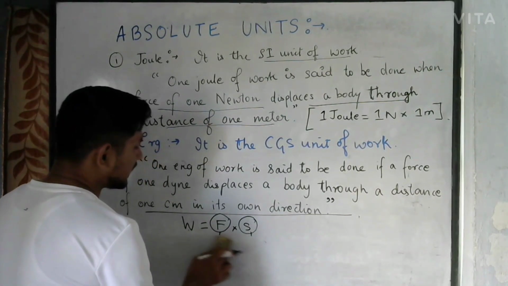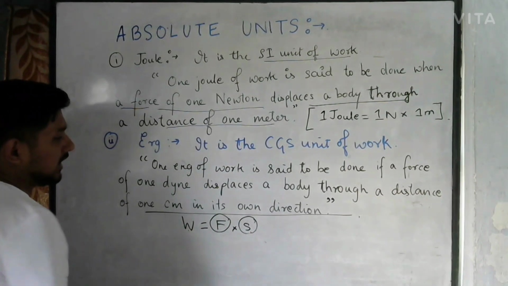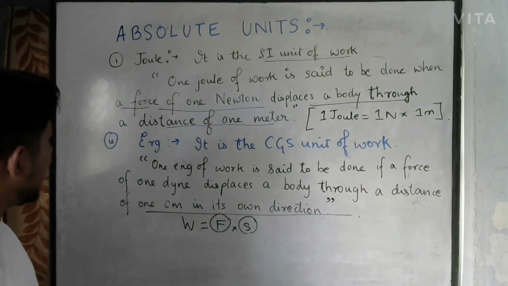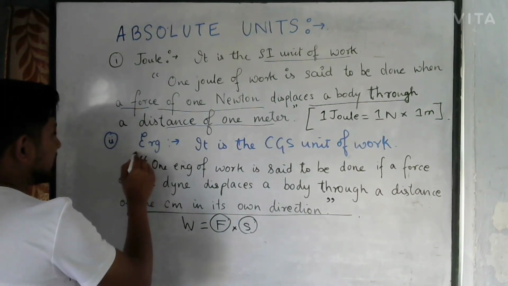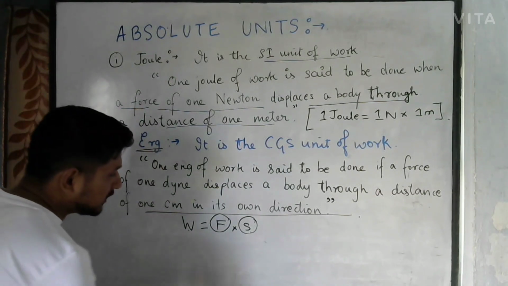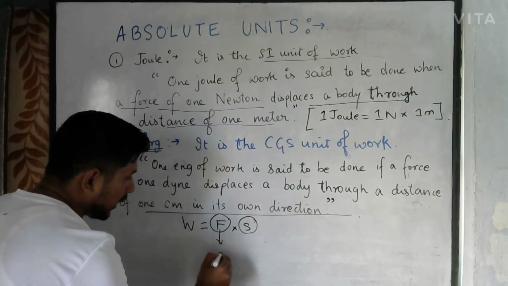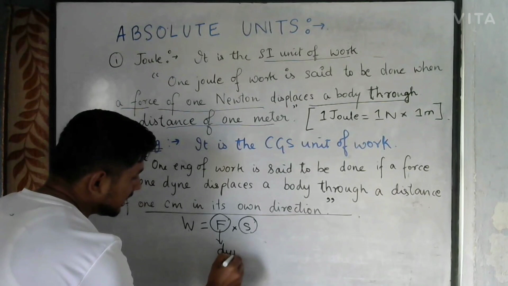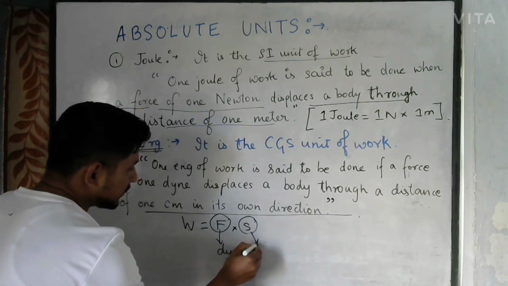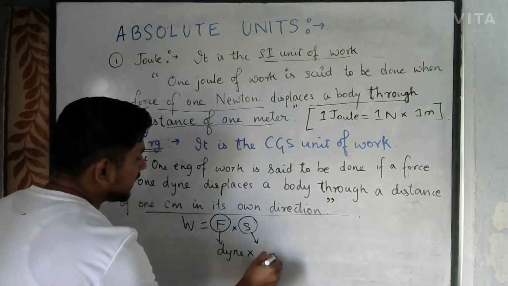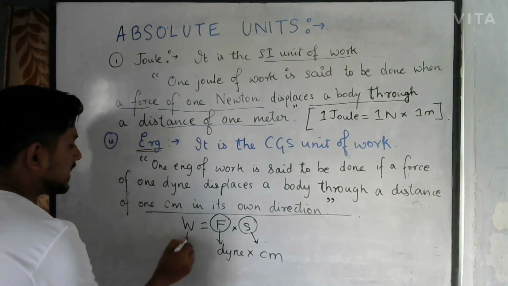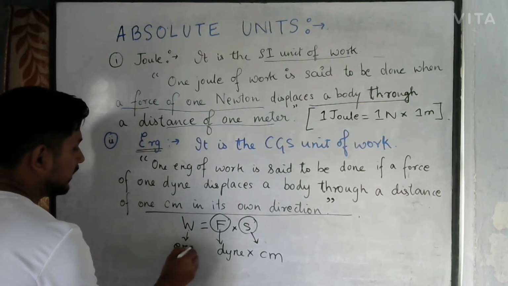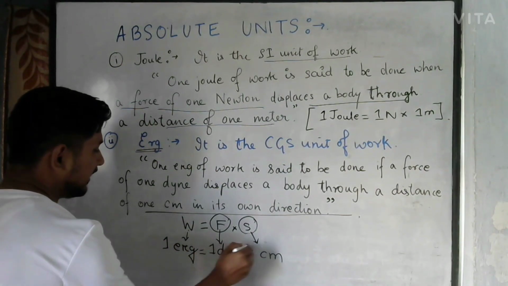Now, the CGS unit, right? When I go for the CGS unit, it is known as ERG. For this, what is the CGS unit of force? The CGS unit of force is dyne, and the CGS unit of distance is centimeter, right? So that means this will come as ERG. So how do I define 1 ERG? 1 ERG is equal to 1 dyne into 1 centimeter.